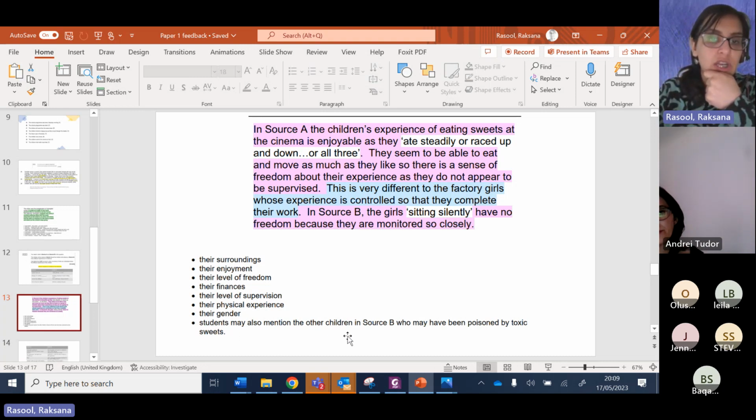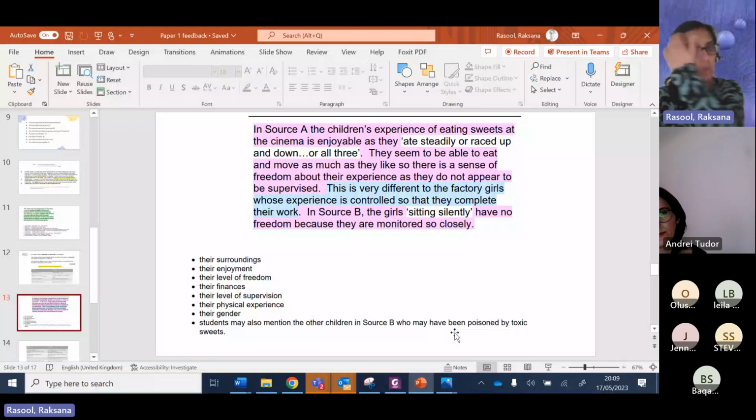Students may also mention the other children in source B who have been poisoned by toxic sweets in the past, though. Okay, so you'd have to be careful about that one. I don't really like that one at all because I feel like if you wrote that in the exam, you wouldn't get a mark for it. So I don't know why they've got it in the mark scheme.